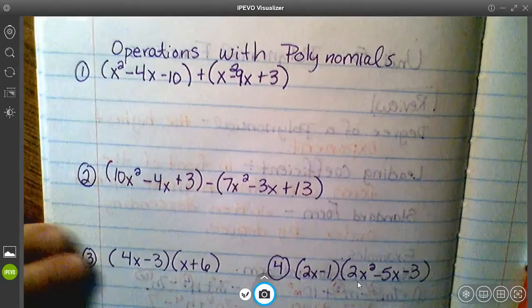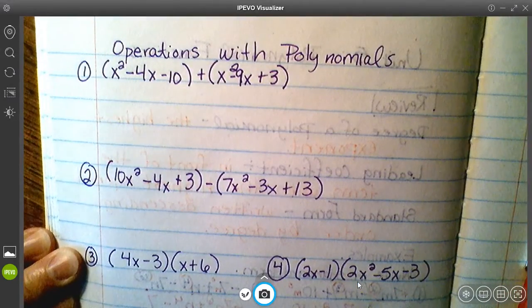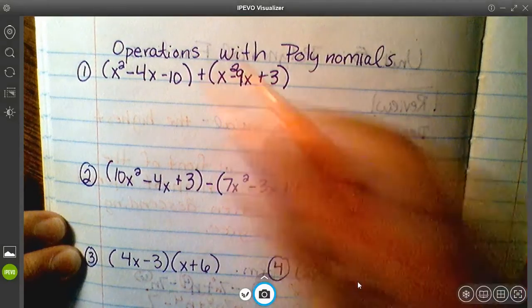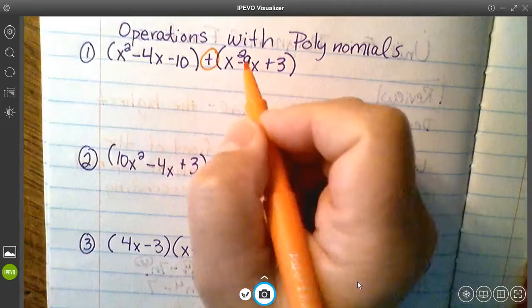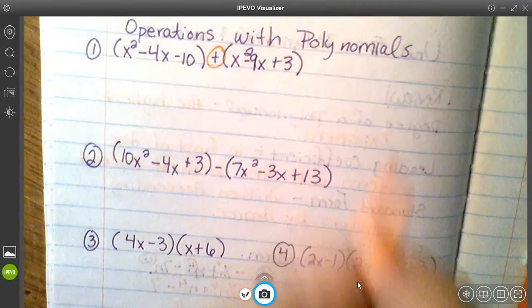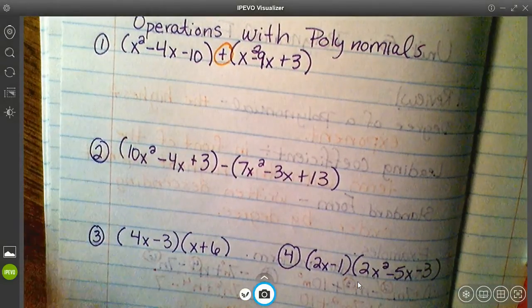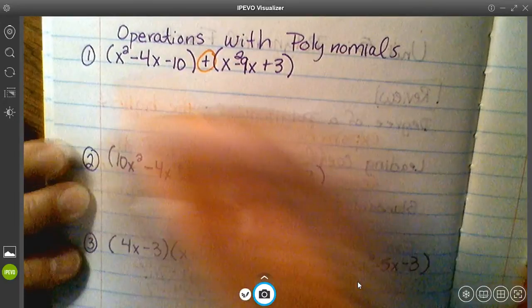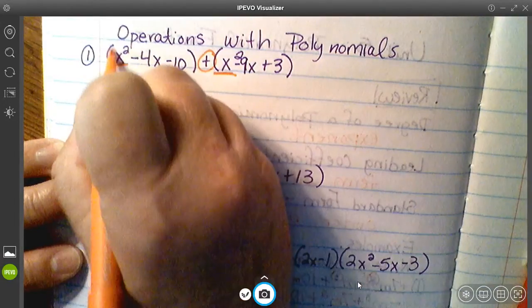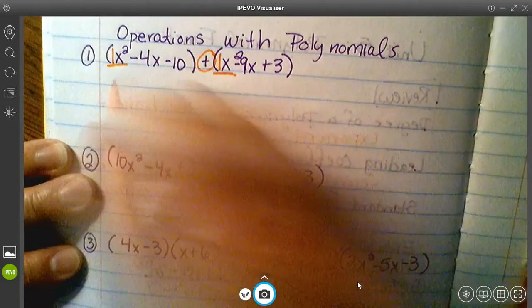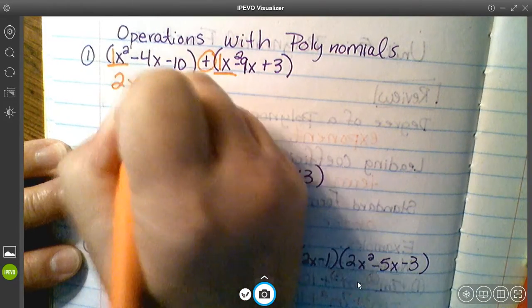So now we're going to add, subtract, multiply, and divide them. So here you have to pay attention. We are adding here, so this is the same as combining like terms. I have an x squared term here and an x squared term here. So I have one of these plus one of these. It's going to give me 2x squared.